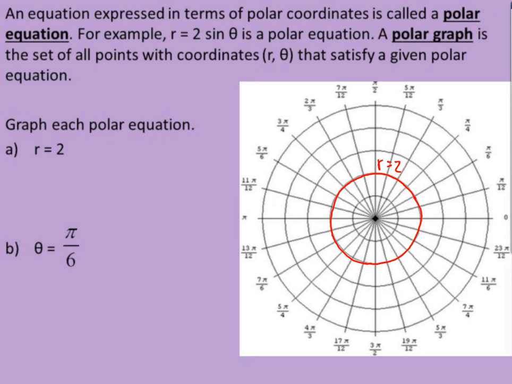On part B, we are graphing theta is equal to pi over 6. This just means we're going to have a line. It's going to go in both directions. It's going to go towards pi over 6, and it's going to go away from pi over 6. So this would be an equation of theta is equal to pi over 6.